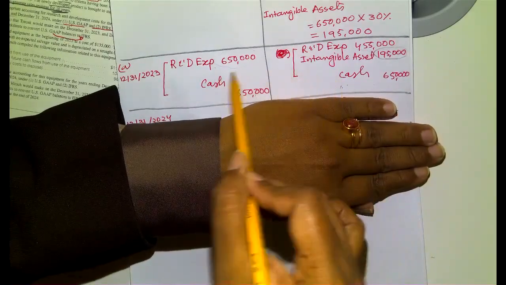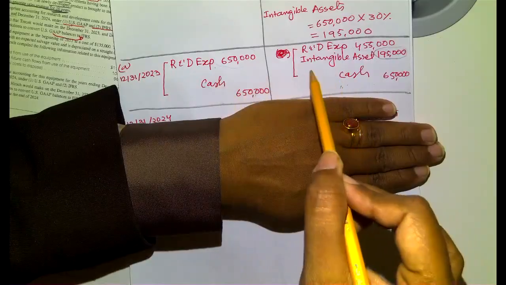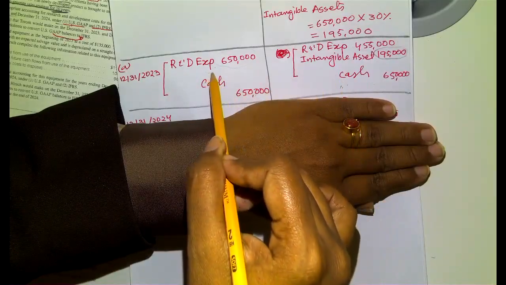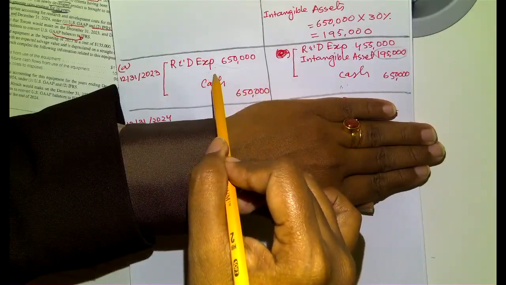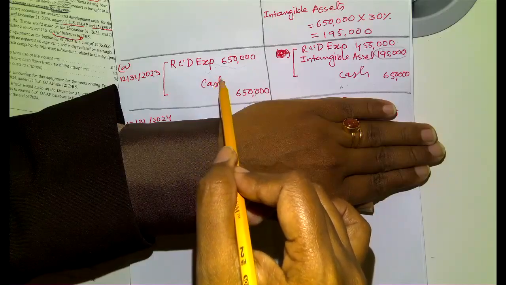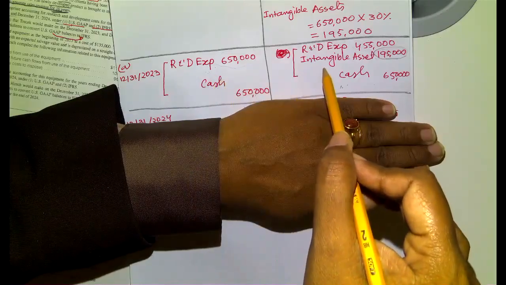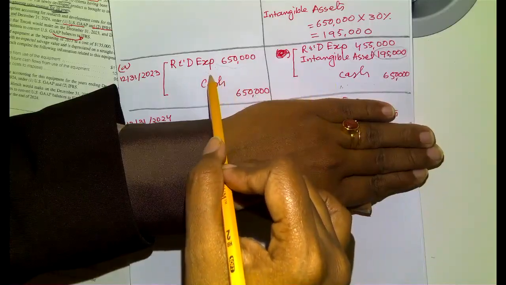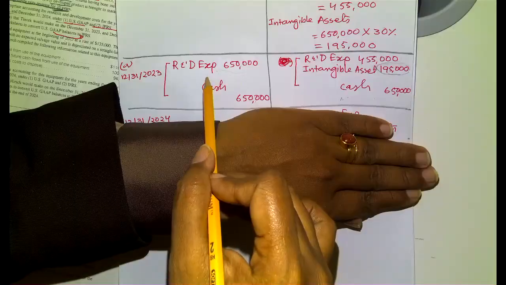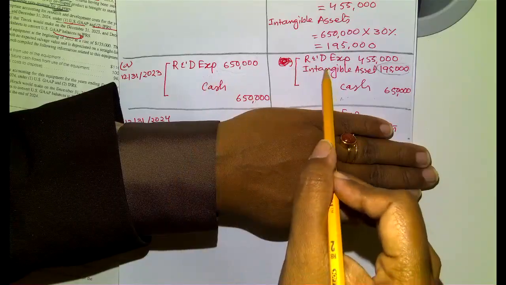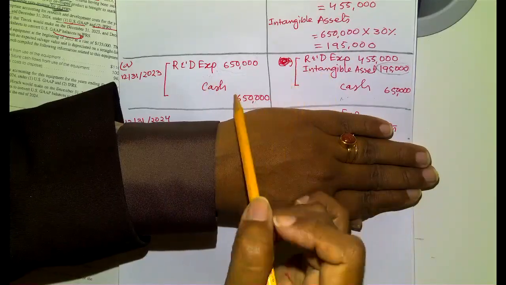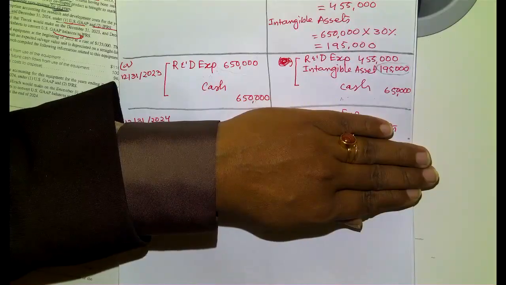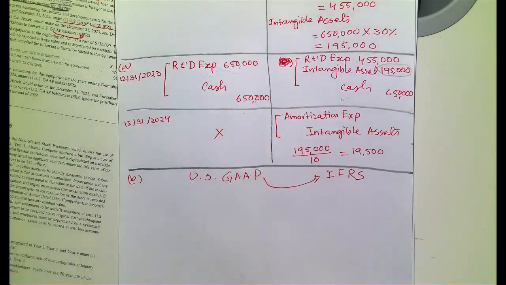What else? What's the other difference you see in these two journal entries? What is missing here? Yes, what is missing here? Or I see Ari raised her hand. Yes. Intangible assets. We didn't record, the GAAP company didn't record the intangible assets. So we have to record the intangible assets. So we'll debit intangible assets and we will reduce R&D expense, or credit R&D expense.